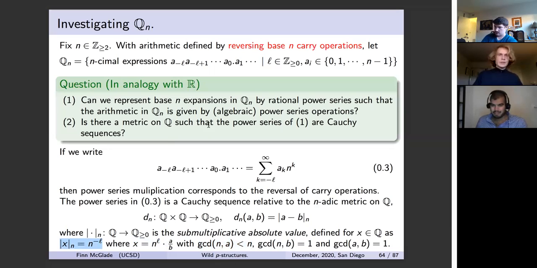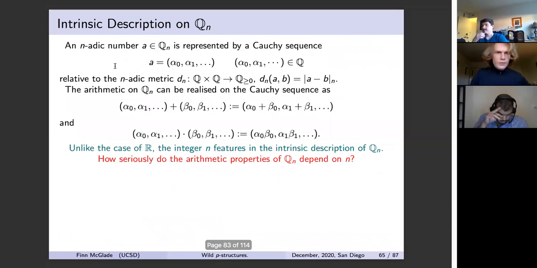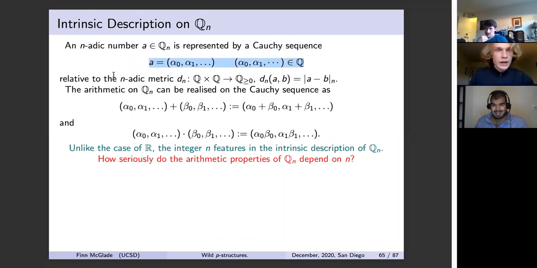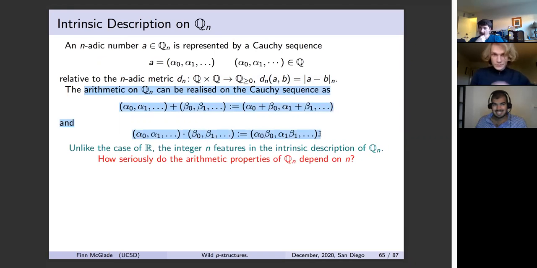Okay. So once you have these two things working for you, you can realize Qn in kind of the same way you realized R. You can realize the n-adic numbers as Cauchy sequences of rational numbers, where now your Cauchiness is taken relative to this n-adic metric. And you can realize the arithmetic on Qn by just the addition and multiplication of Cauchy sequences.